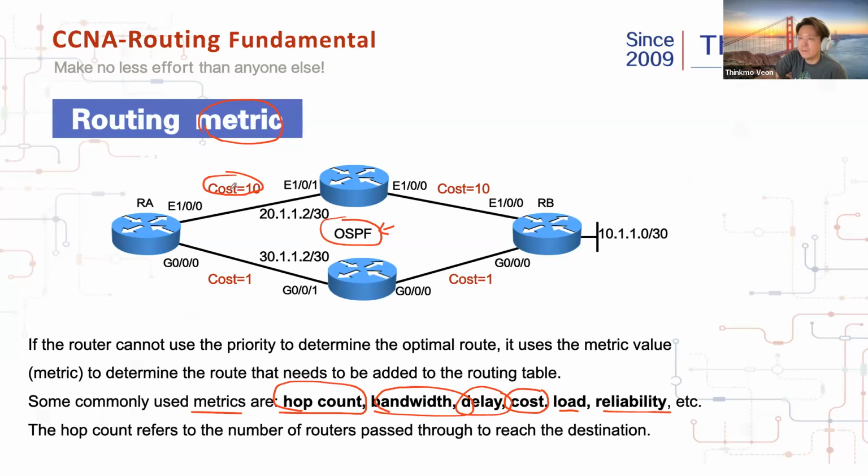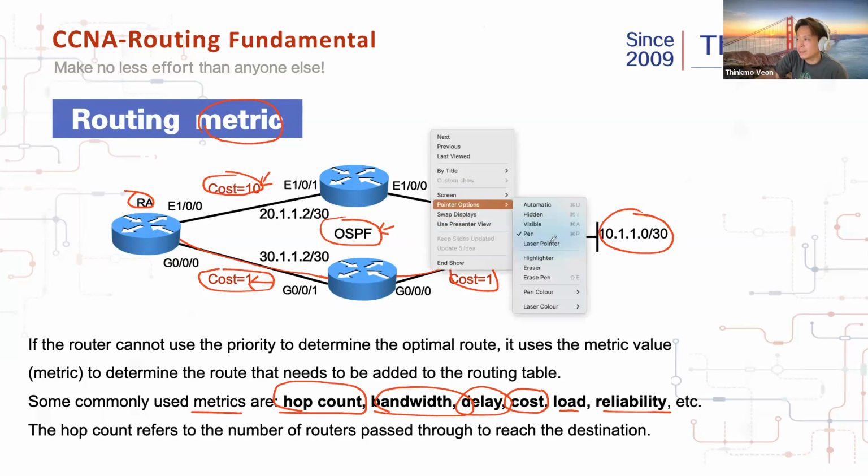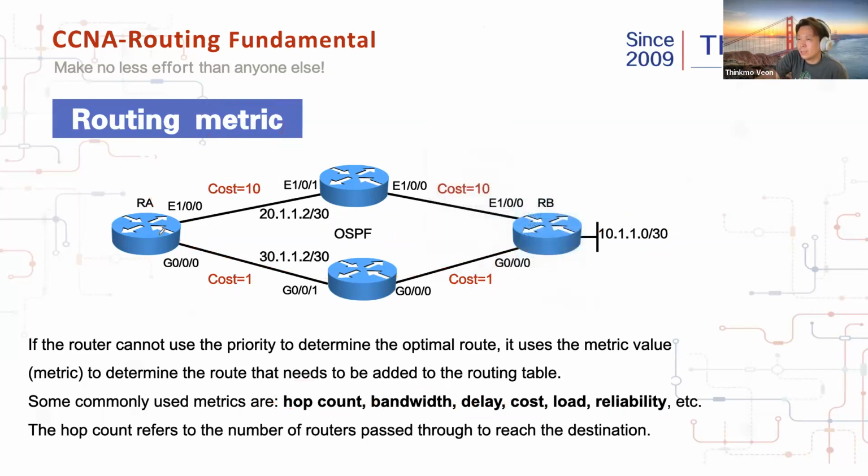For example, in this diagram, cost 10 is compared to cost 1. Cost 1 will be better, and it will be selected by the router to go this way. But of course, for the whole path, we need to add all the costs together in order to select the route going through to the destination here. In this diagram, let me repeat again.